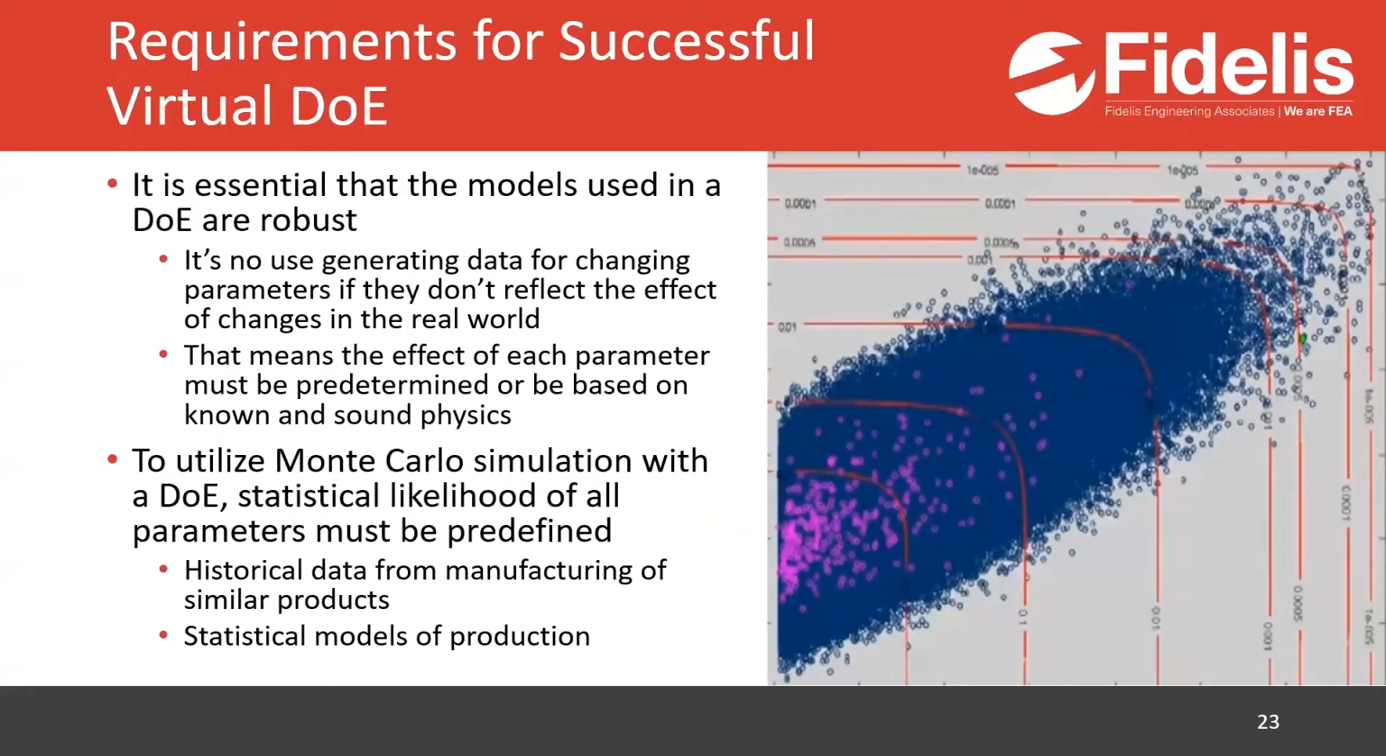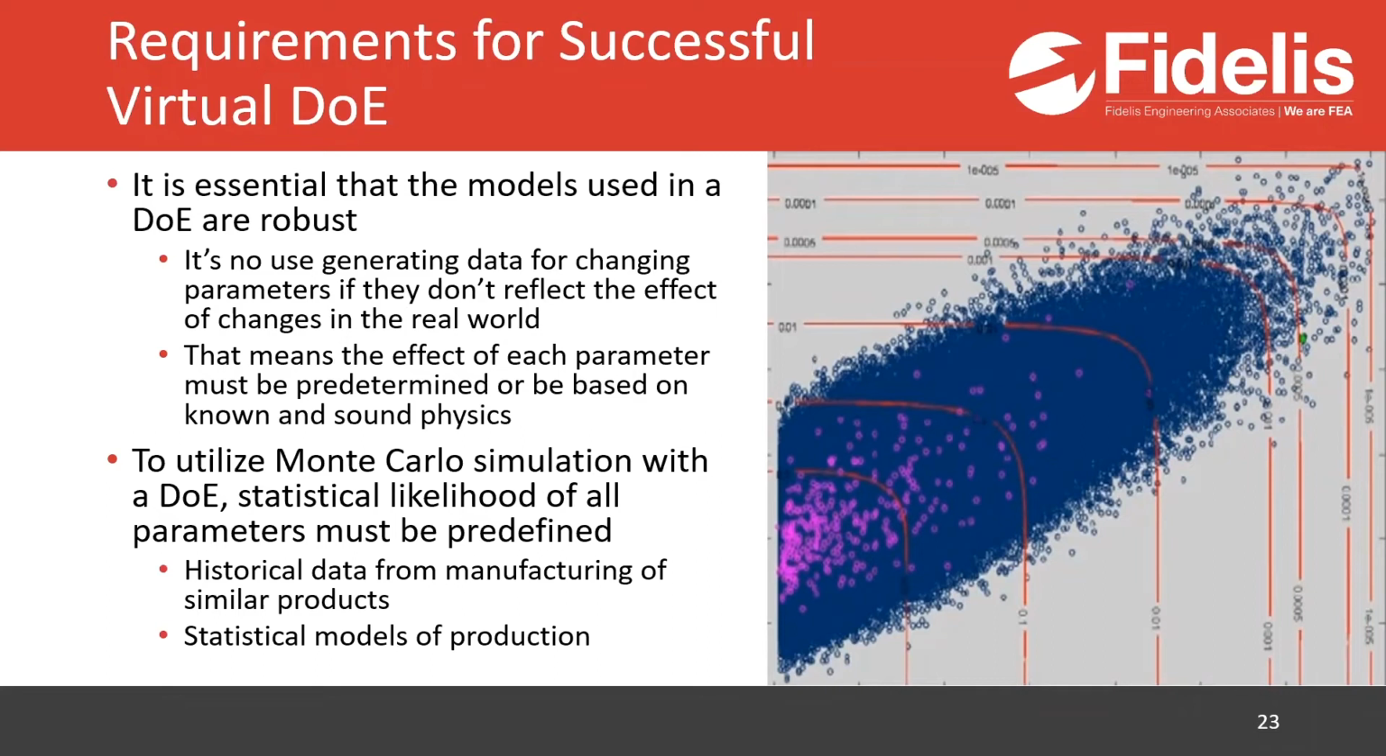The requirements for a successful DOE are that we have, again, a robust model. We cannot get away from the fact that we need robust CAE methodologies. It's no use generating data for change in parameters if they don't reflect the real world effect of those parameters. Our changing in parameters has to be based on real world physics.